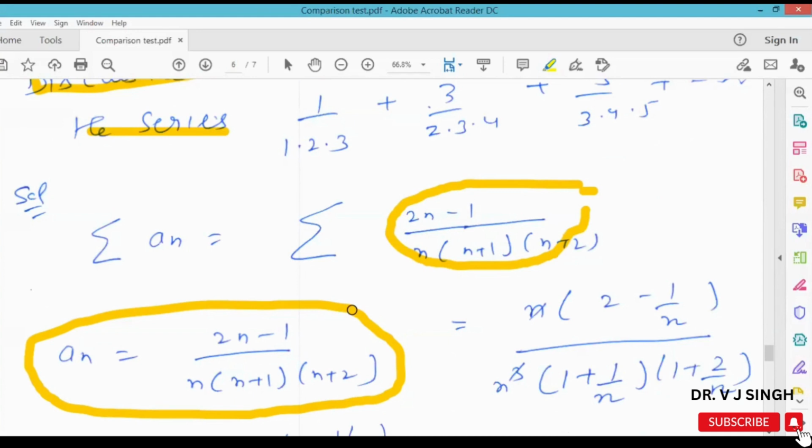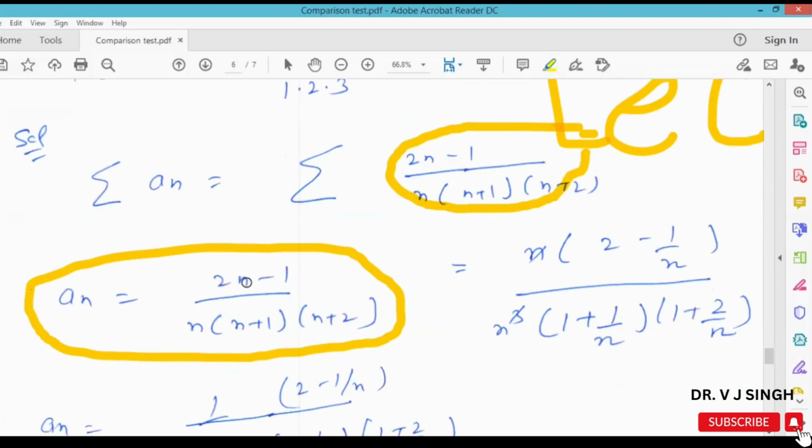We let bn, अपनी तरफ से लेंगे. बn हम कैसे लेना है वो मैं बताने जा रहा हूँ. So take the maximum power of n common from here, numerator. ये ध्यान से समझना how to take bn. Take the maximum power of n. So numerator higher power n. So take n common. So it becomes 2 minus 1 by n.